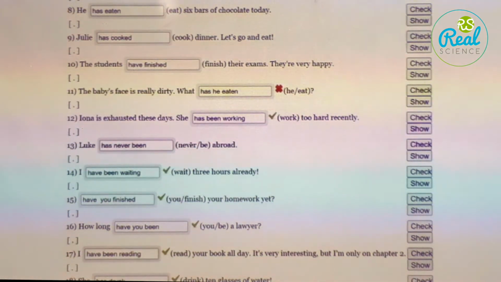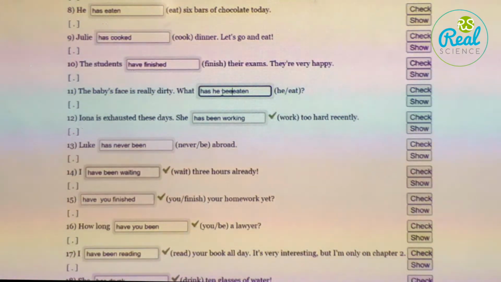The baby's face is really dirty. He has been eating. Has he been eating? Been eating. Okay, eating. Now let's check.